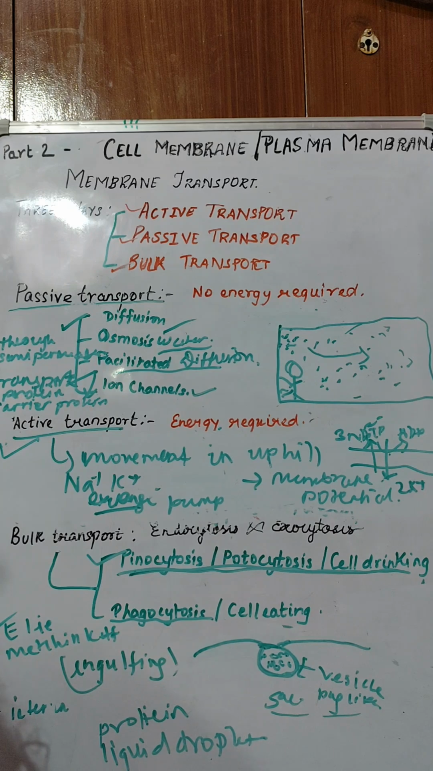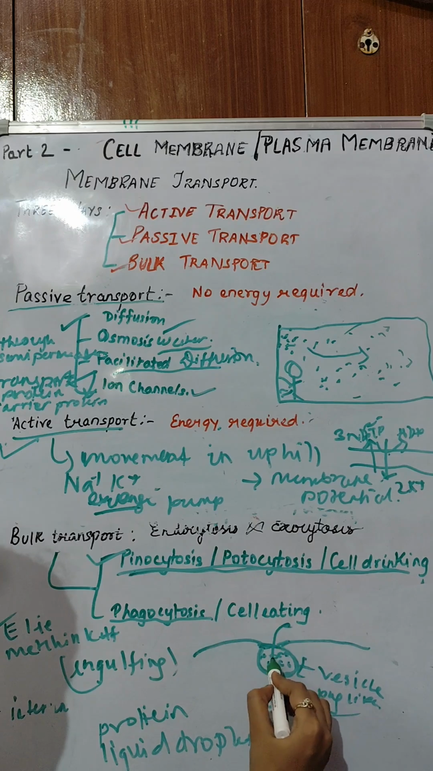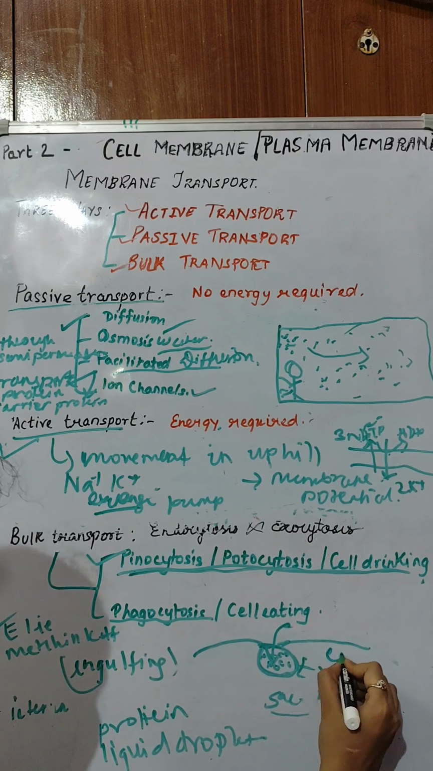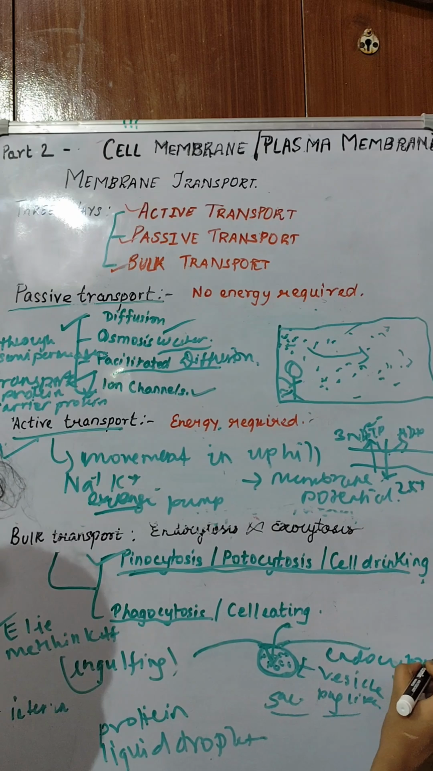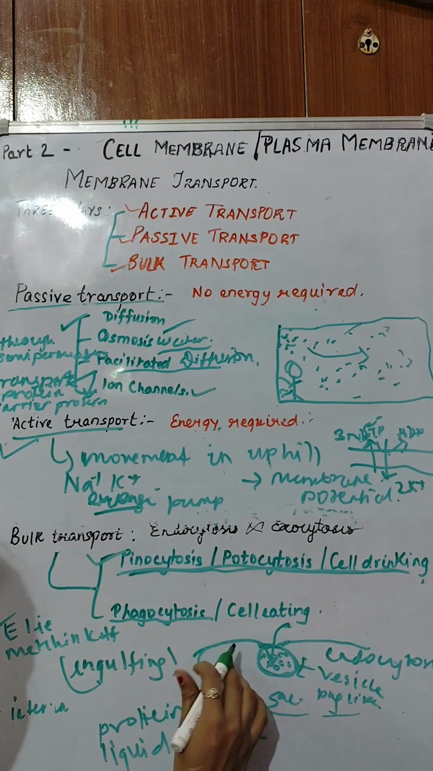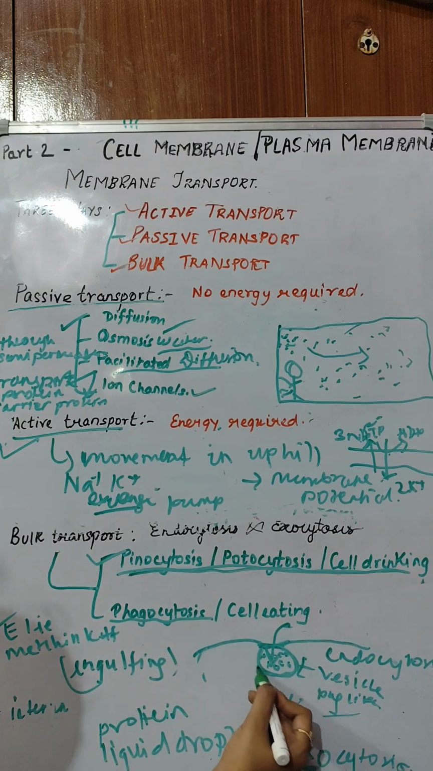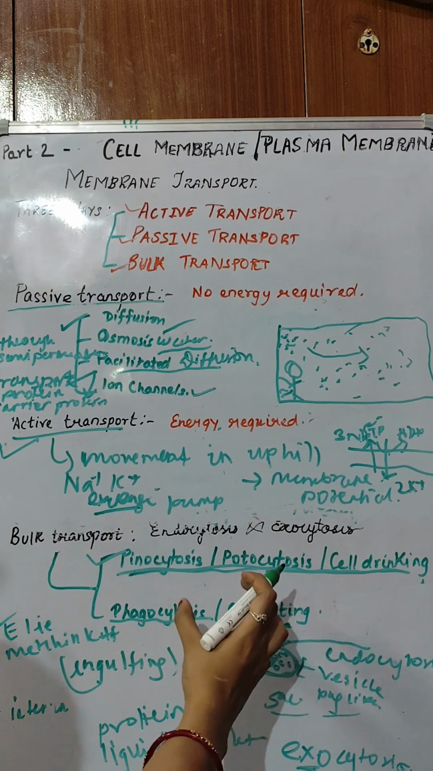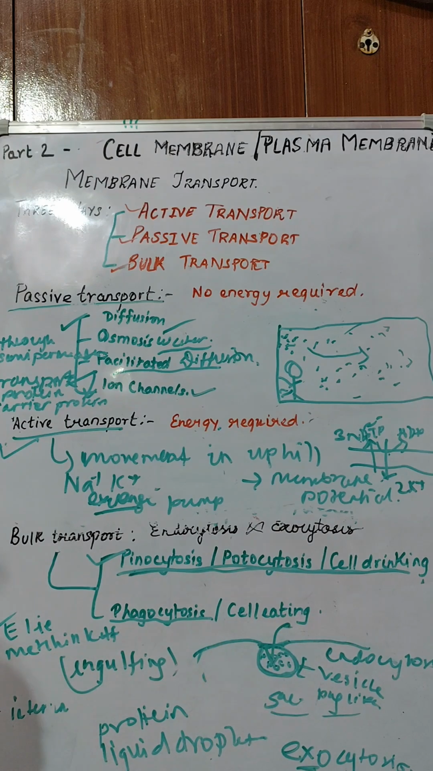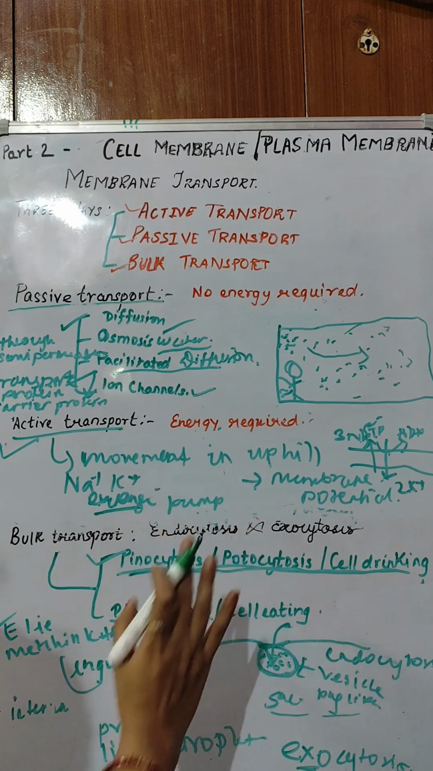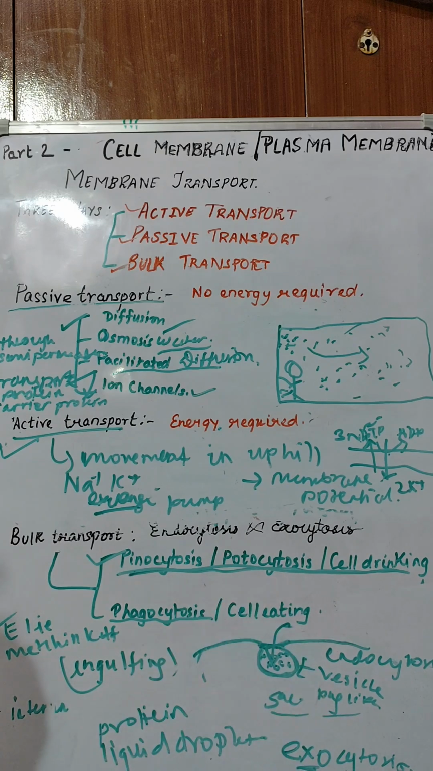Bulk transport can occur in and out. If the cell is taking anything inside, then it is endocytosis, and if something is moving outside, it is exocytosis. Exo is the word for exit. Here the plasma membrane fuses to form a vesicle-like structure, and it takes whatever molecule is coming inside, and this vesicle will move inside or outside the cell depending on the process, whether it is exocytosis or endocytosis. So today's lecture was about membrane transport.